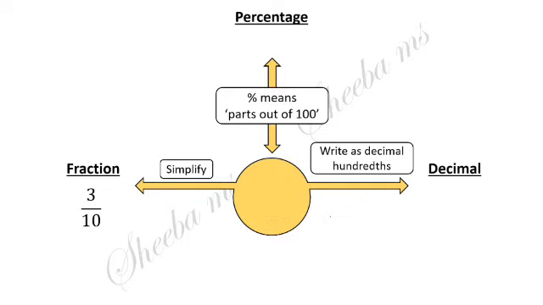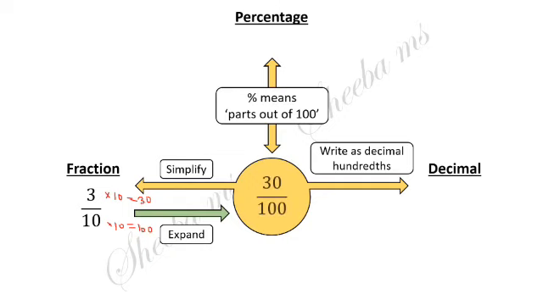Let us take another example. 3 by 10. We will write the fraction in 100. So 3 by 10 means 10 times 10 is 100. So we will multiply the numerator also by 10. So it is 30. So 30 by 100. So as a percentage, we can write 30 by 100. And so that means 30%.